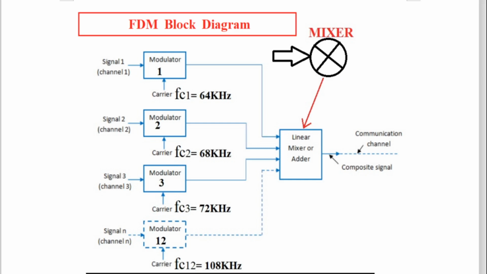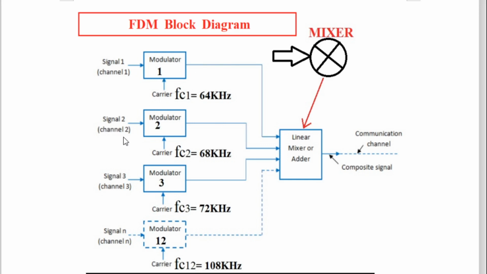So here, in this case, suppose your information signal number 1 is present at channel number 1. In FDM, frequency division multiplexing, this information signal number 1 is modulated with a carrier frequency of 64 kilohertz, and the modulated output will be here.